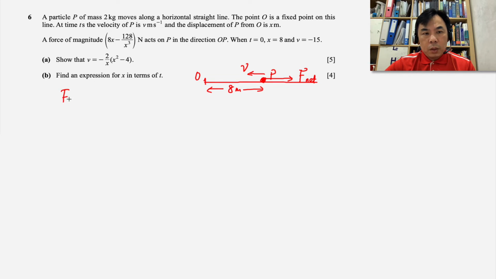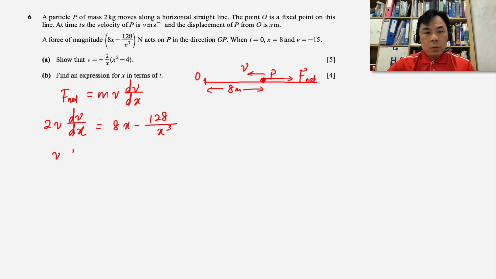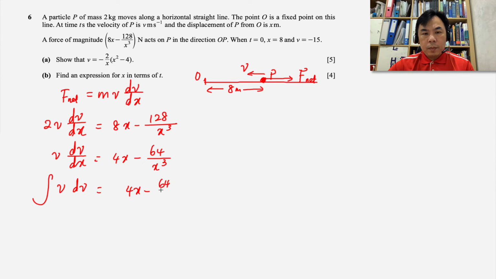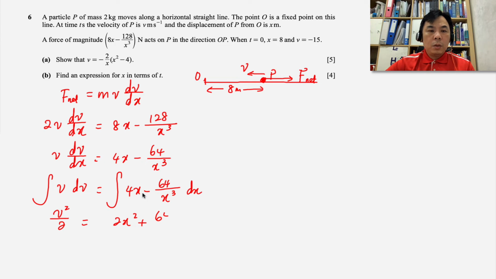So therefore, we can apply Newton's second law, which is m v dv/dx. Here I purposely use m v dv/dx because I want to convert the velocity in terms of x. Right? The resultant force is given as such. Therefore, we can substitute all this information in. We will have 8x minus 1 over 8x cubed. And then do a bit of simplification. And as usual, we're going to integrate this. Right, so therefore we have v squared over 2 equals 2x squared plus 64, oops, it's not 64, divided by 2.